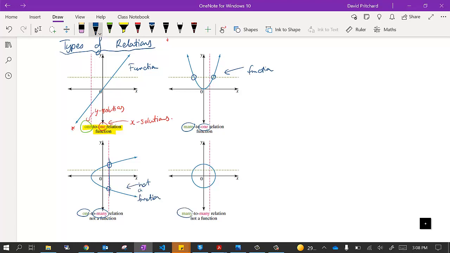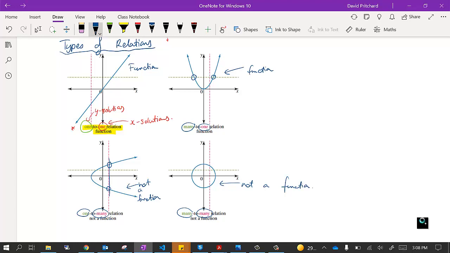And then finally, we've got many to many, and that means that if we put a vertical or a horizontal line, we'll see that there's going to be an intersection. So for each x value, there's multiple y values, and for each y value, there's multiple x values. So again, this is not a function.